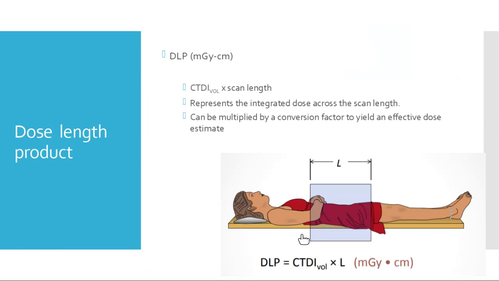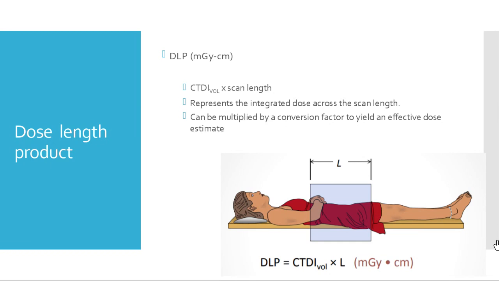If this is the scan length, we multiply CTDI volume by scan length to have the DLP, or dose length product, and the unit is milligray times centimeter. This is CTDI volume multiplied by scan length. It is very essential to differentiate between different CT quantities and units.